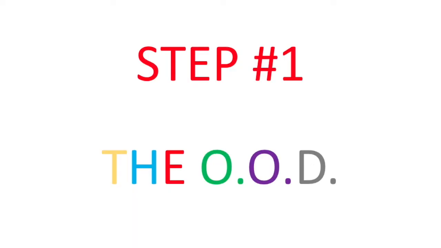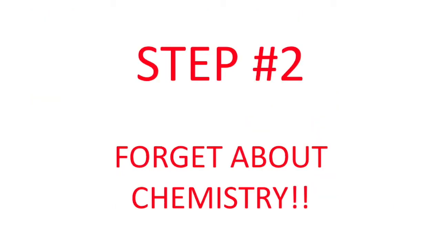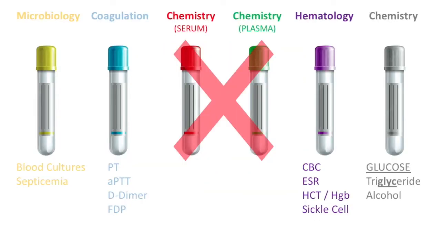We learned the order of draw in the colors. Yucky little boys rarely get lovely girls: yellow, light blue, red, green, lavender, gray. We know our microbiology, coagulation, chemistries, hematology, and then chemistries. So we've memorized that portion of it. Now our step 2 was to forget about the chemistry tests when we are trying to memorize the tests that go into the tubes. So we know that the microbiology can test for blood cultures and septicemia.